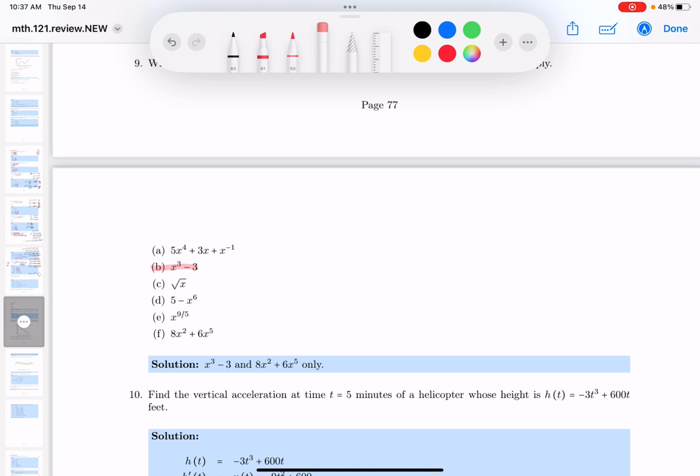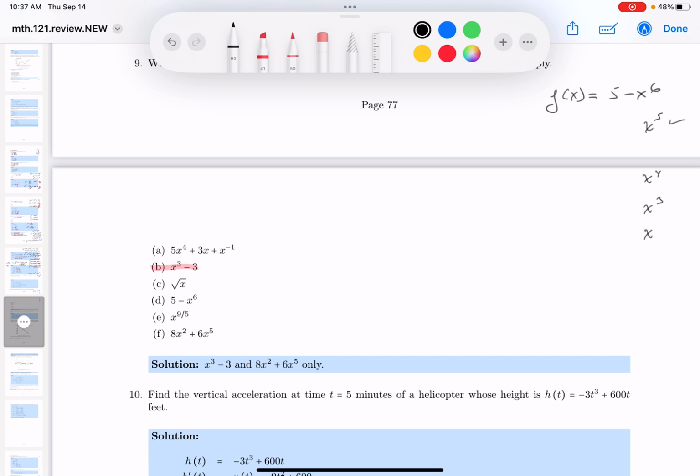Now let's do this one. A little tricky, this one, isn't it? So this one is f of x, and that's going to be 5 minus x to the 6. By the way, I'm not worried about the numerical coefficient. I'm worried about the exponent now. The first derivative would be x to the 5. Second derivative would be x to the 4. The third derivative would be x to the 3.